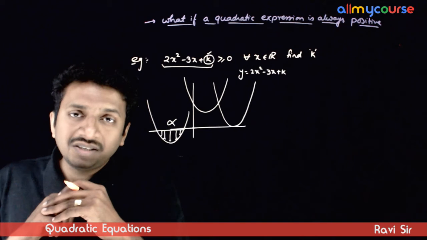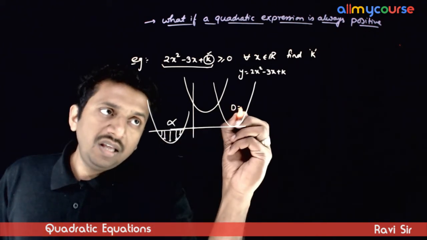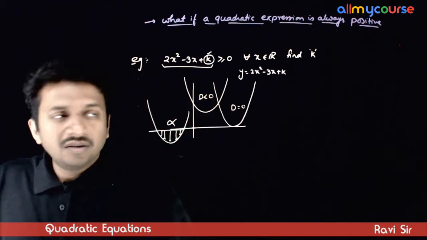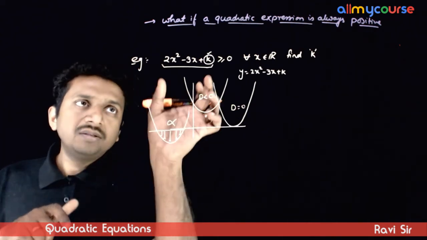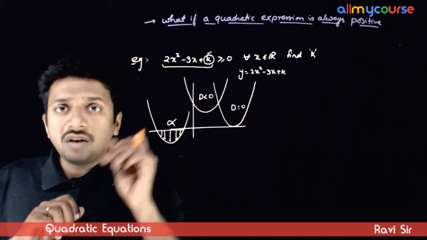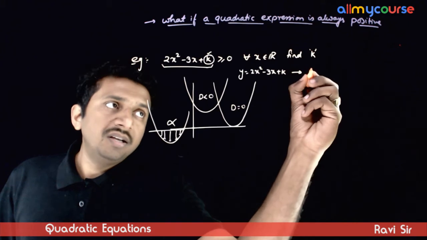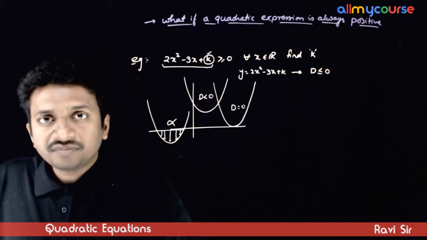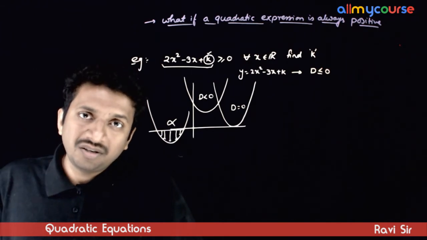So what is the condition that needs to be applied? D can be equal to 0 or D can be less than 0. So either of these conditions have to be satisfied. So if a quadratic expression is always greater than or equal to 0, then the condition will be the discriminant is less than or equal to 0.